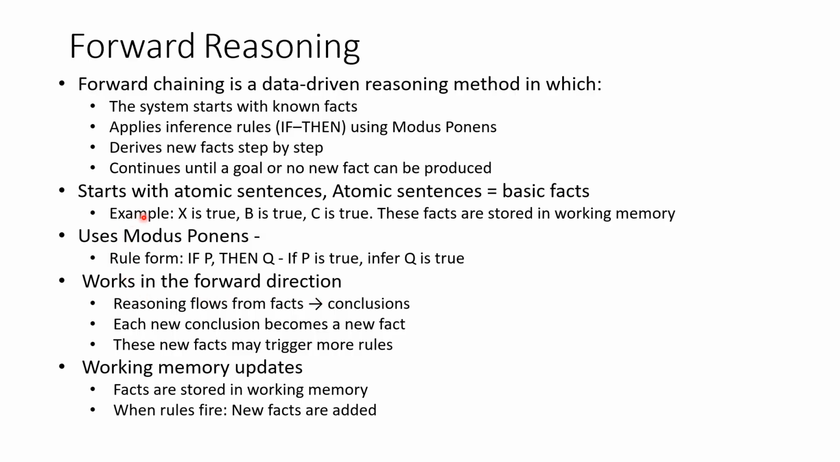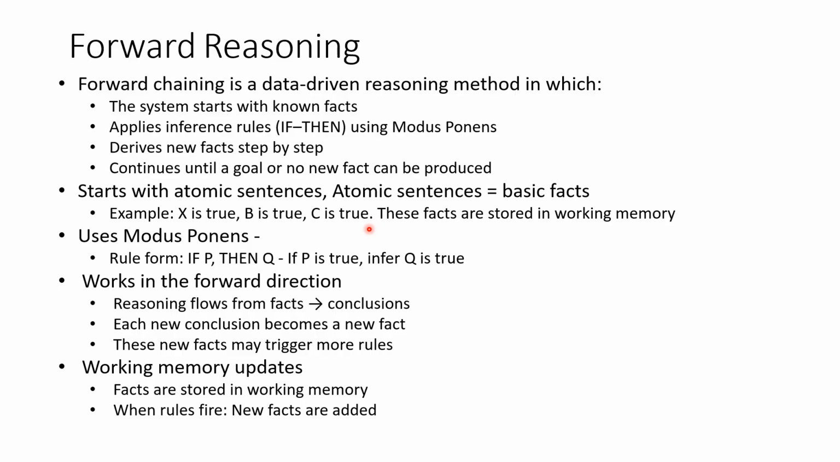So here you can see that it works in the forward direction. That means it will start from the basic facts. So if we have facts like X is true and B is true and C is true, we will check with our rules if there is any match. So if we have a rule, if X is true, then A is true. And if we have another rule, if A and B and C are true, then Y is true. So then the first fact, that is X is equal to true, is matching with one rule. So then the corresponding rule will be fired and a new fact will form.